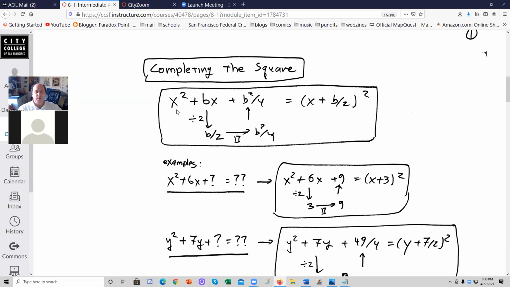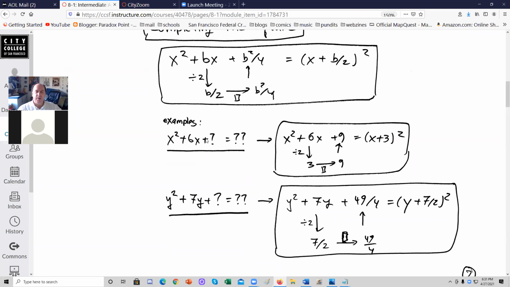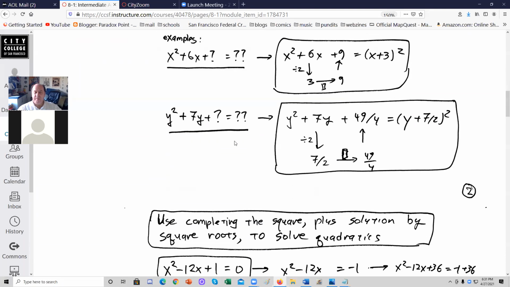So here's the trick. Completing the square. Given x squared plus bx, we want to add something to it to make it a completed square. What we do, you take this coefficient b and divide by 2. That's b over 2, it goes here. Square that, you get b squared over 4, it goes here. And this is an equation. For example, x squared plus 6x plus what equals what squared? Well, take half of 6 is 3, that goes here. Square that is 9, that goes here. So x squared plus 6x plus 9 equals the square of x plus 3.